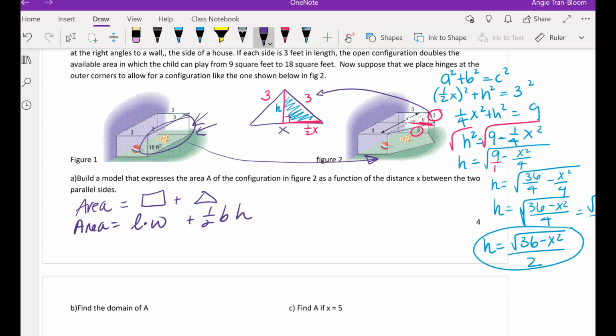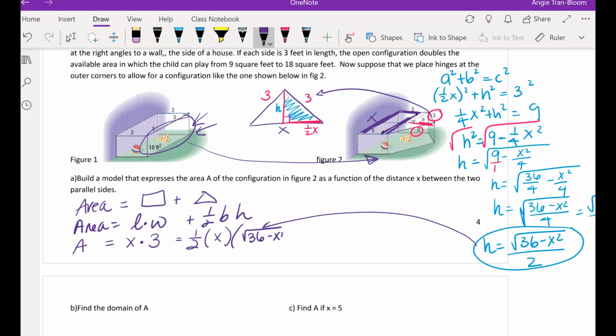Well, for this box, if this is 3, that's the width, and this is your base. We know this is x, because this is x right here. So we're going to go area equals x times 3, which is really 3x, plus 1/2. Your base is back to x, and your height, we just found it over here. So we're going to put it in here as the square root of 36 minus x squared all over 2.